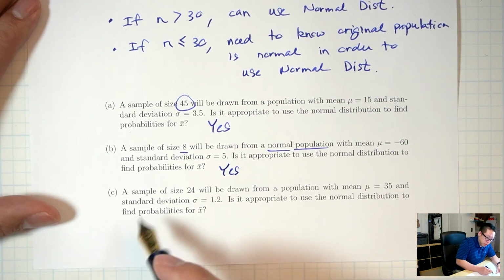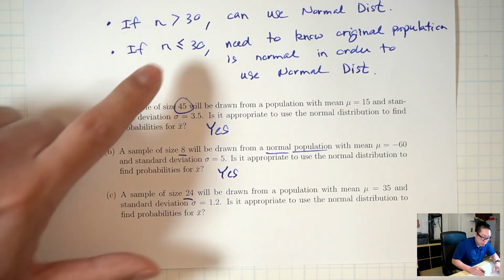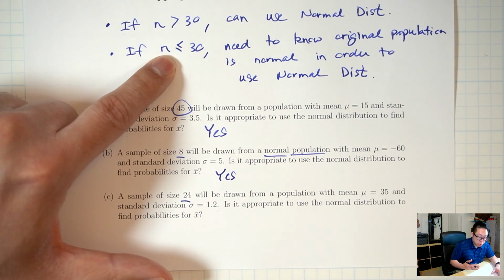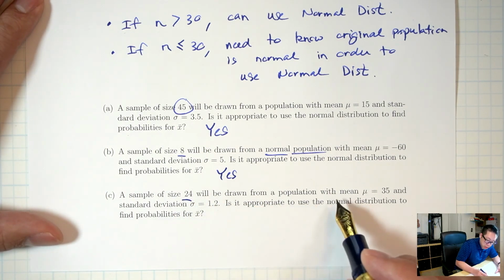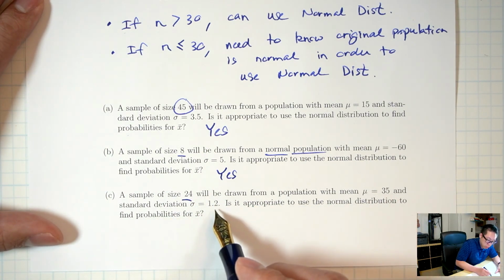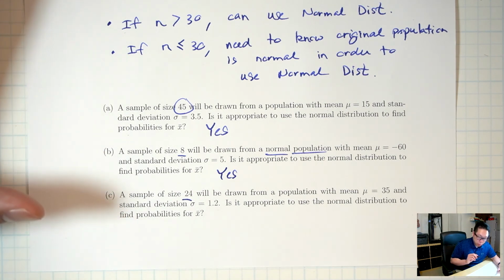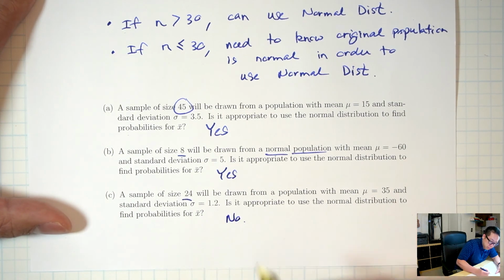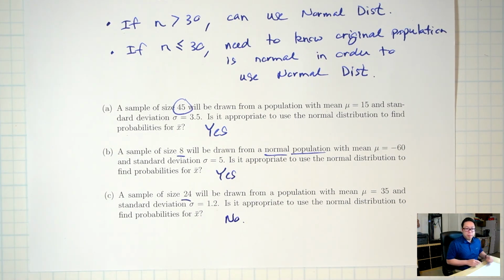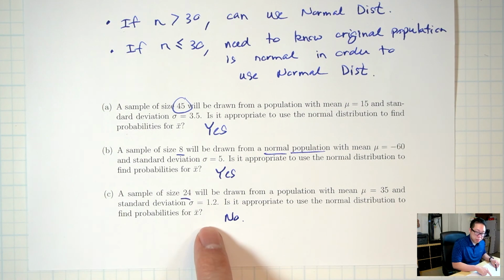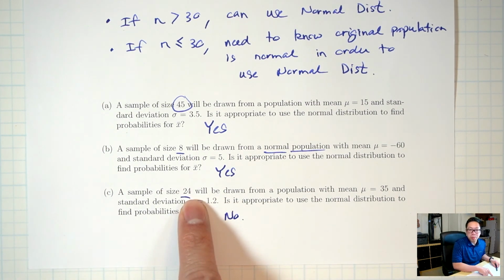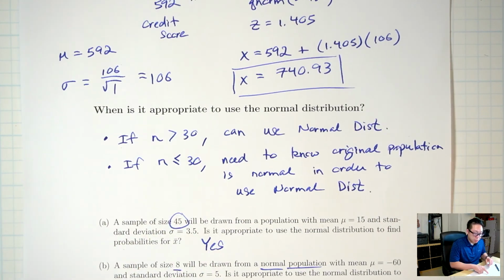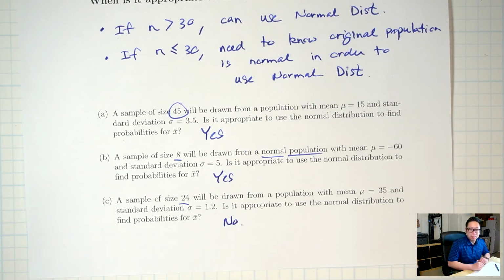Part C, a sample of size 24. Okay, this is now a small sample size again. So I do need to see the words normal population somewhere else in the problem. Will be drawn from a population with mean 35 and standard deviation 1.2. Okay, I didn't see the word normal anywhere else in the problem, so I can't. So this is a no. And in reality, if you encounter this situation, the way you fix that is pick more people. As long as you're over 30, then you can use the normal distribution. Pick more people.